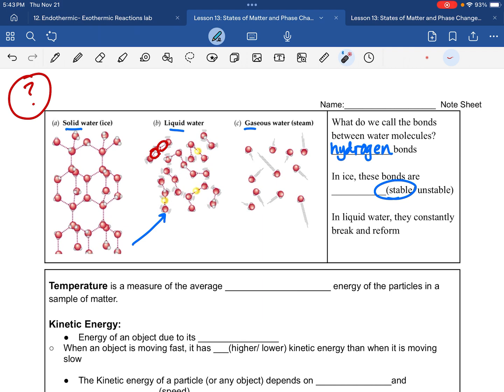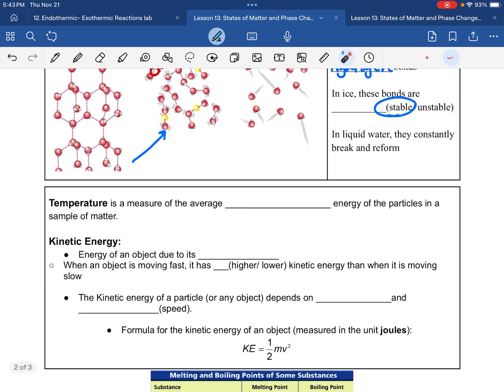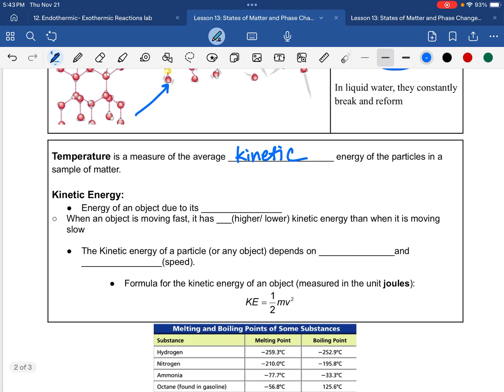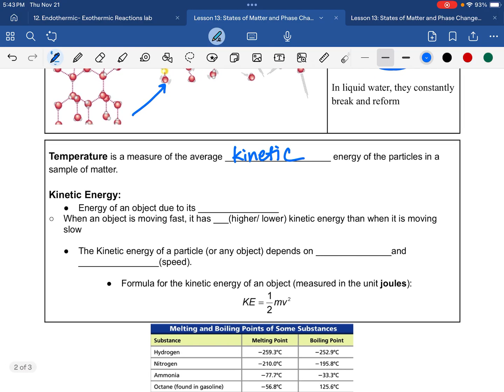Okay, so let's talk about a scientific definition for temperature. Temperature is the average kinetic energy of the particles in a sample of matter. So there's our science definition. What does that mean? What is kinetic energy? Kinetic energy is the energy of an object due to its motion. And when an object is moving fast, we say it has higher kinetic energy than when it's moving slow.